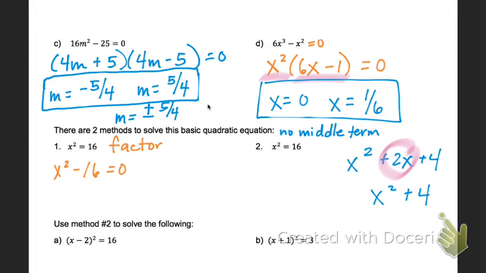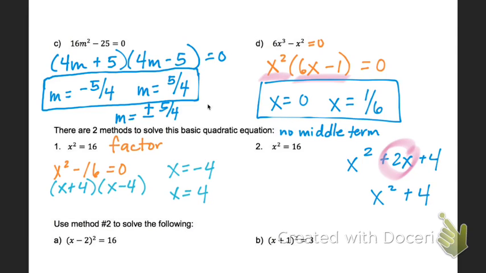And I would factor that how? Difference of squares, which looks like x plus 4, x minus 4. So my answer would be negative 4 and 4, or plus or minus 4.